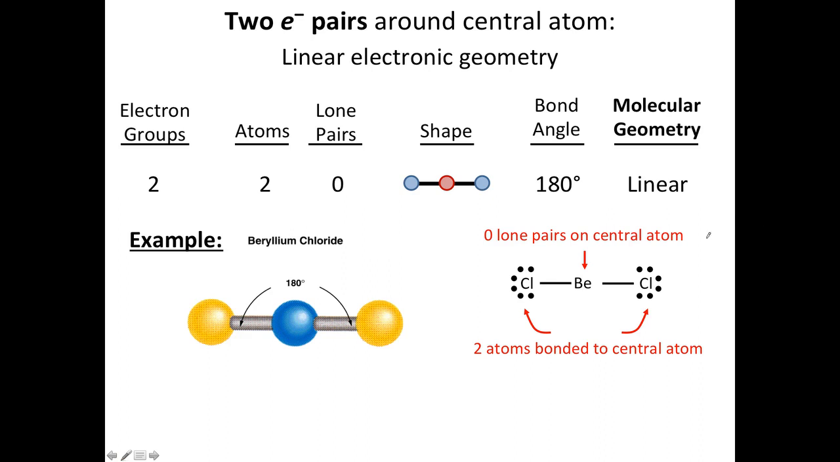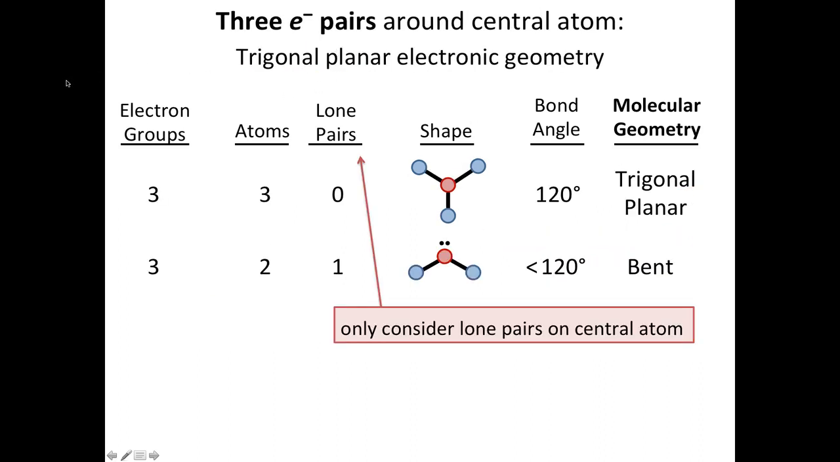So here, since there are no lone pairs on the central atom, that means that our molecular geometry and our electronic geometry are the same. They're both linear. And beryllium chloride is an example of this. Now, when you have 3 electron pairs around your central atom, you have trigonal planar electronic geometry. And this is what we showed. We showed it as if there were 3 atoms around it, because it's easier to make a little model like that. But, okay, so you have 3 electron groups, and now you can either have 0 or 1 lone pairs. And remember, we're only considering the lone pairs on the central atom. Only on the central atom.